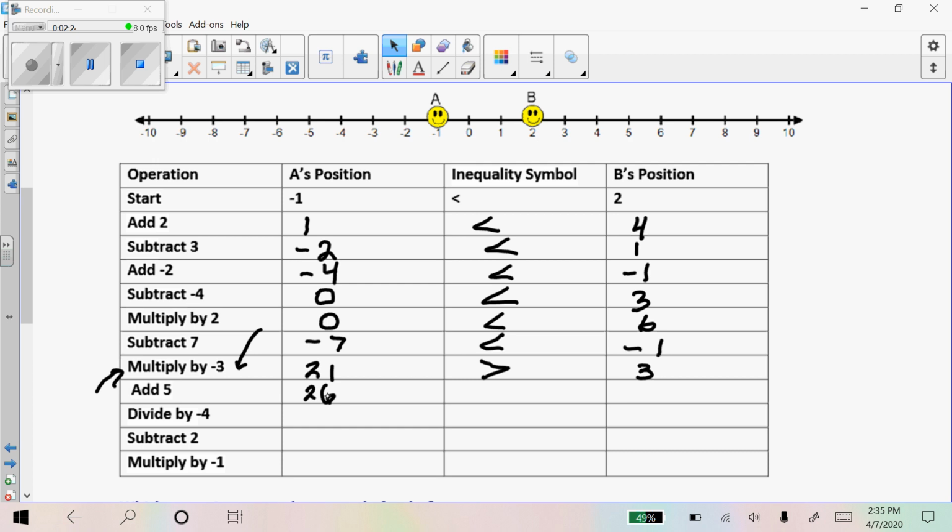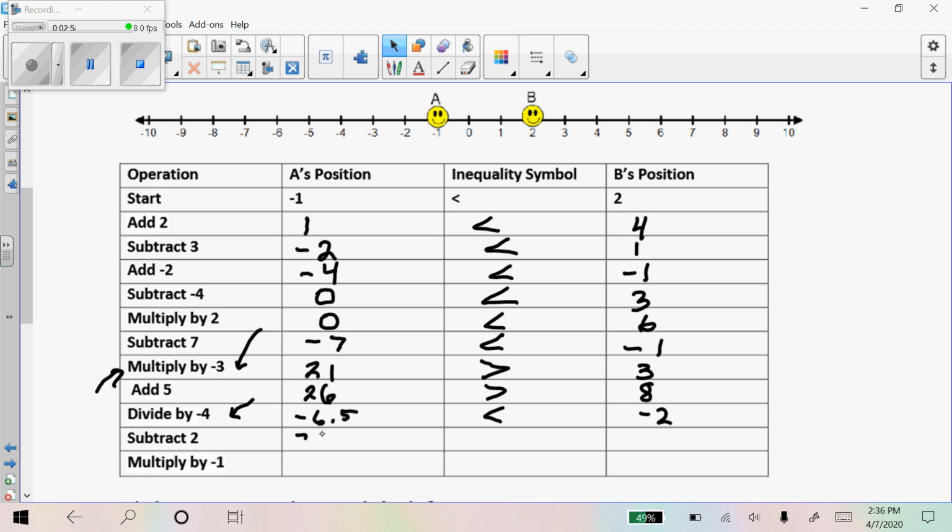Adding 5 gives us 26 and 8. 26 is greater than 8. Sign stays the same. Dividing by -4. 26 divided by -4 is -6.5. 8 divided by -4 is -2. Notice that -6.5 is now less than -2. So the sign switched again when we divided by a negative. So there's something going on here with these negatives.